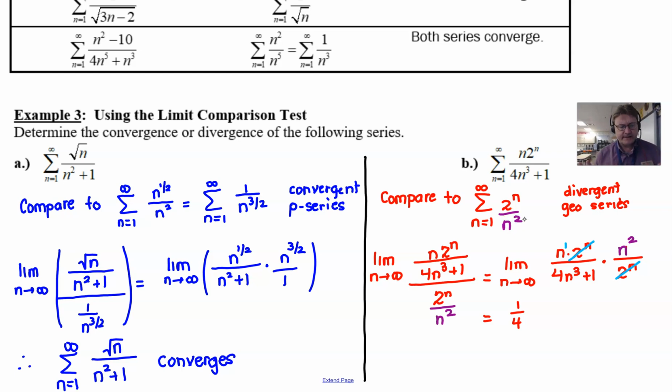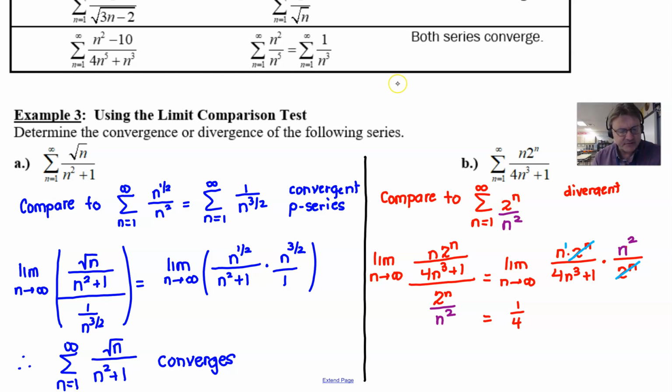Well, that's all great and everything, but you've got to make sure that this series here is still going to be divergent. I know it's not a geometric series, but it is still divergent. And the reason that we know that is because this 2 to the nth is going to overtake n squared.